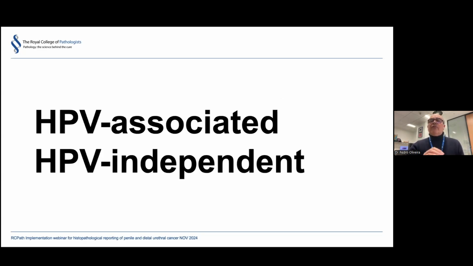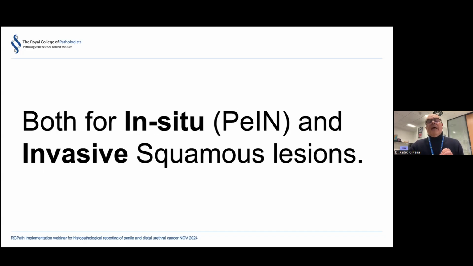So now, from now on, we have understood that there are two main carcinogenesis pathways associated with all the squamous lesions, either in situ or invasive, on the penis and distal urethra. The ones which are associated with HPV and the others which are independent of HPV. This is a foremost change, and this applies to both in situ and invasive squamous lesions.